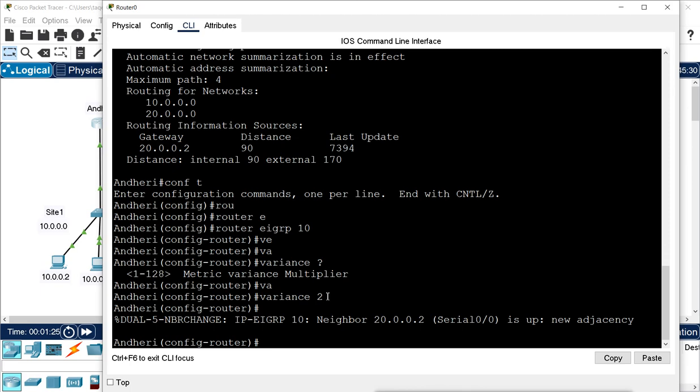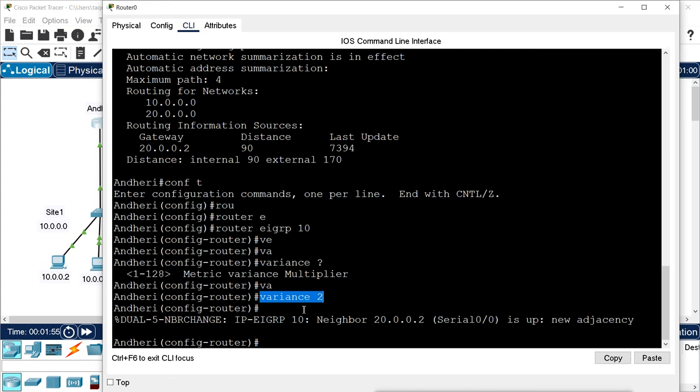But if we have multiple paths, and the best path value is 1 and the other path value is 2, a multiple of 2, it will use that path also, and you will see that in the routing table. When you don't run this command, you will see only one route in the routing table. When you run this command, it will show you the other route also, which has double the metric of the best path, and it will add that route into the routing table.